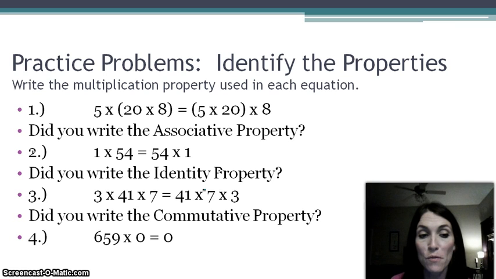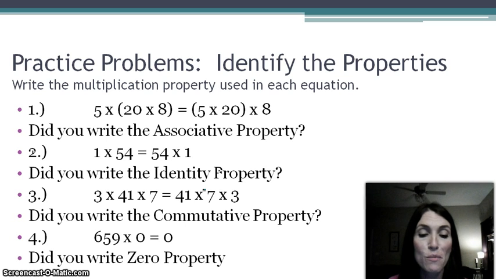Let's take a look at number 4. 659 times 0. Is this an example of the identity property, the 0 property, the commutative property, or the associative property of multiplication? If you wrote the 0 property, give yourself a pat on the back. Good job.